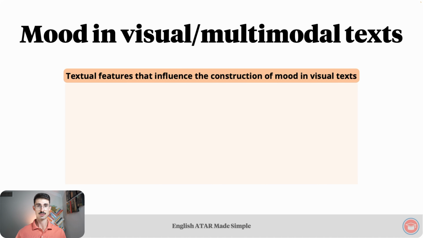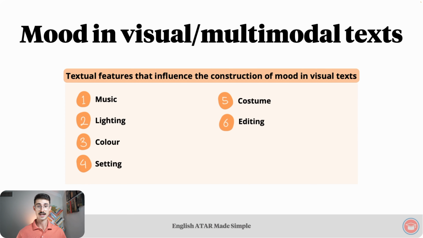The following textual features influence the construction of mood in visual texts. The list that we're about to see is not exhaustive, it's not complete. There are other textual features that can influence the construction of mood in visual texts. But unless you're wanting to get an English ATAR average of 90% or higher, you'll be just fine knowing the ones that we're about to go through. Firstly, music, then lighting, color, setting, costume, editing, camera shot, angle, and movement.